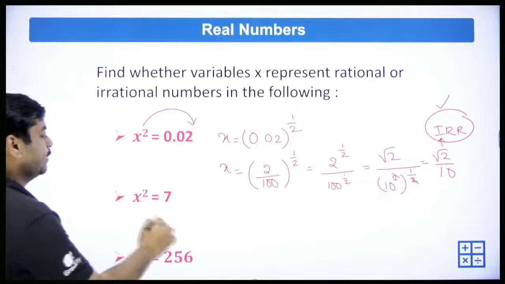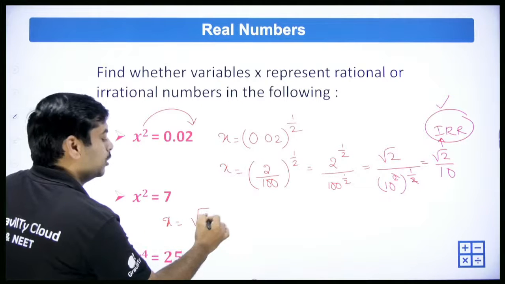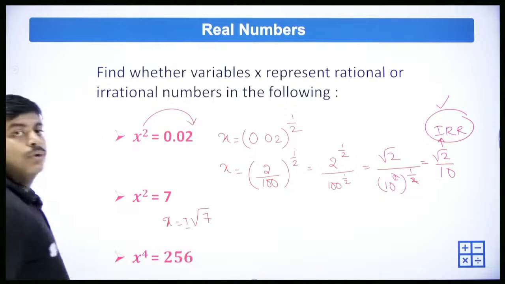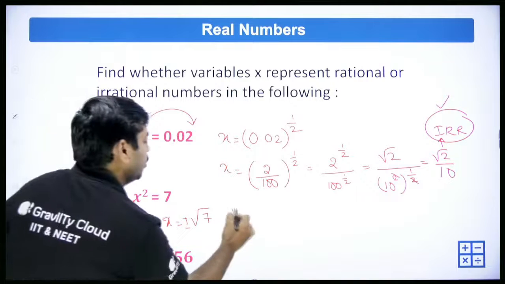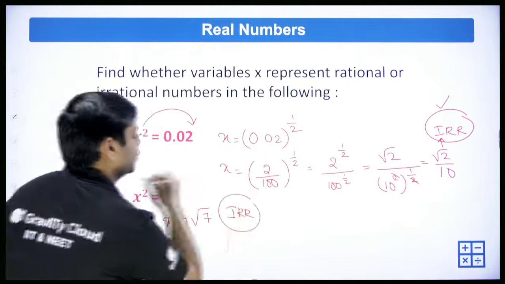What about this one? x square equal to 7. x is equal to root 7, although you get plus or minus. Okay. Root 7 is again an irrational number. You cannot express that as a rational number.